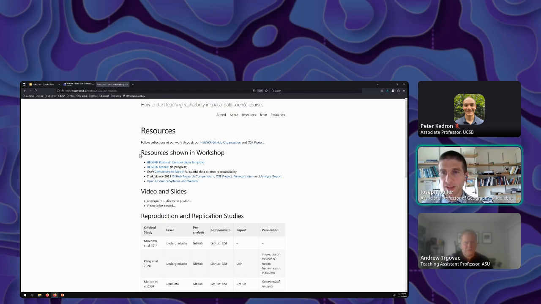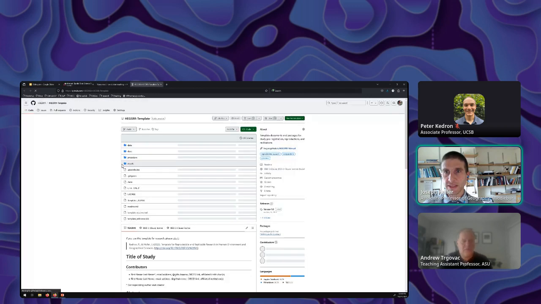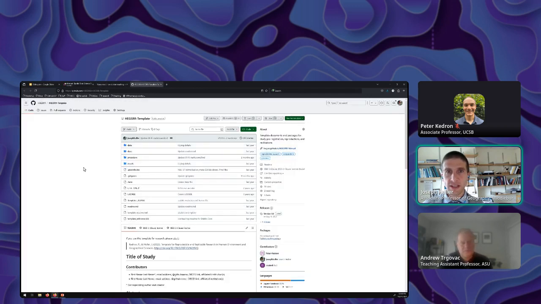And then this next heading has resources that were directly shown in the workshop that you might want to try to use in your courses. Our template is here. That's a GitHub template. If you have used GitHub before and have an account, starting to use this is as easy as the green use this template button in the top right-hand corner. That'll make your own repository that uses this structure, and you can just get rolling with that.